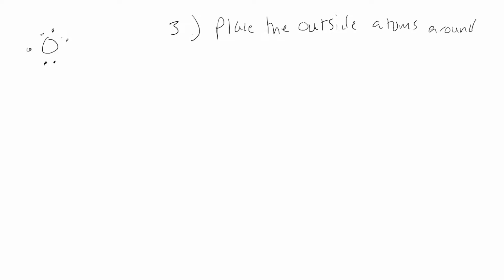So we want to place the valence electrons. That was number 2, right? So we have our oxygen atom. We'll put the valence electrons here, which is 6 if you look at your periodic table. Now the next thing is number 3: place the outside atoms around the central atom. In this case, that's hydrogen.